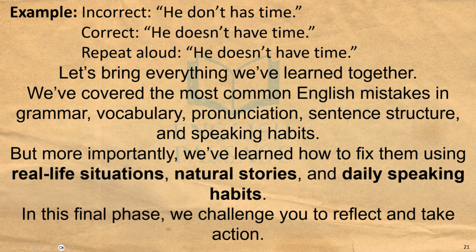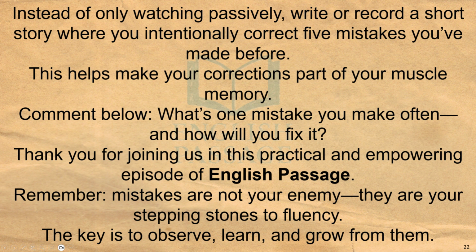Let's bring everything we've learned together. We've covered the most common English mistakes in grammar, vocabulary, pronunciation, sentence structure, and speaking habits. But more importantly, we've learned how to fix them using real-life situations, natural stories, and daily speaking habits. In this final phase, we challenge you to reflect and take action. Instead of only watching passively, write or record a short story where you intentionally correct 5 mistakes you've made before. This helps make your corrections part of your muscle memory.